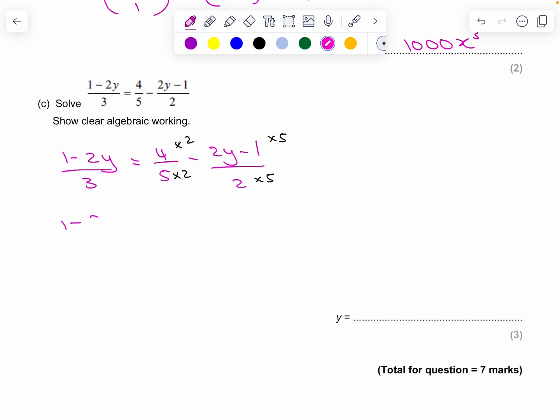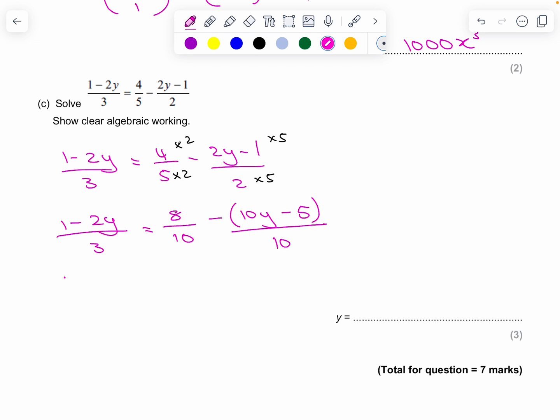So that gives me 4 times 2 is 8 over 5 times 2, which is 10. Take away, and I'm going to put brackets around it because we have to be careful with our signs here. 5 times 2y is 10y, and minus 1 times 5 is minus 5, over 2 times 5, which is 10.